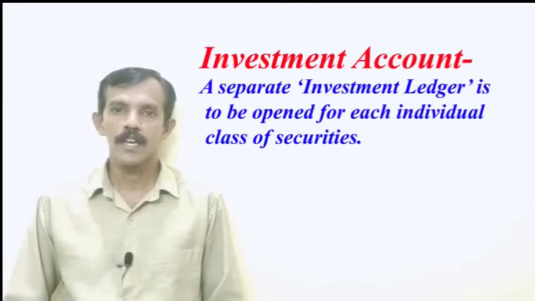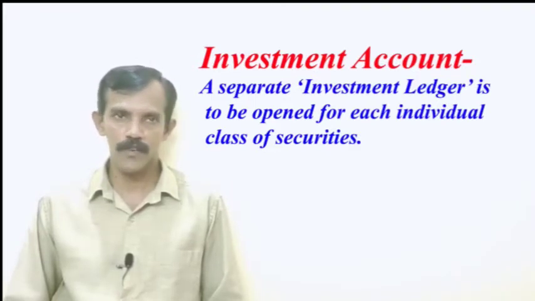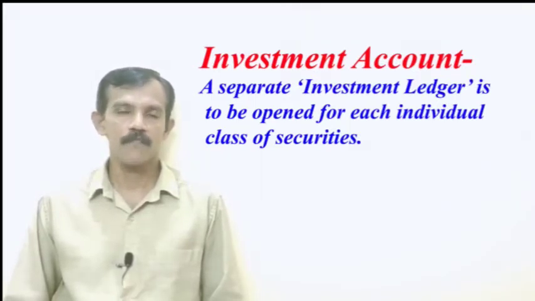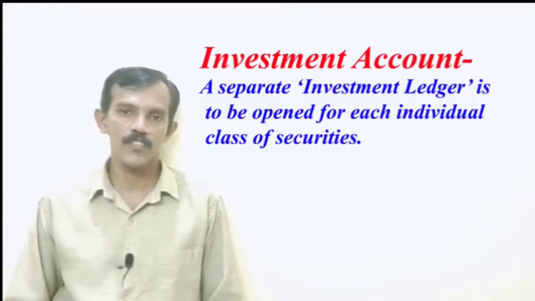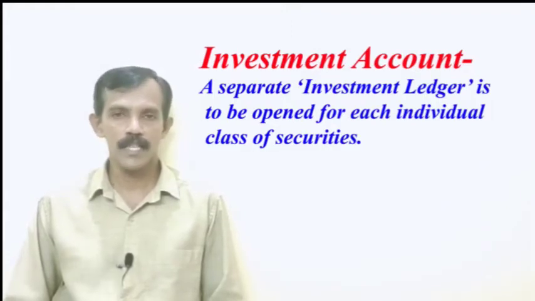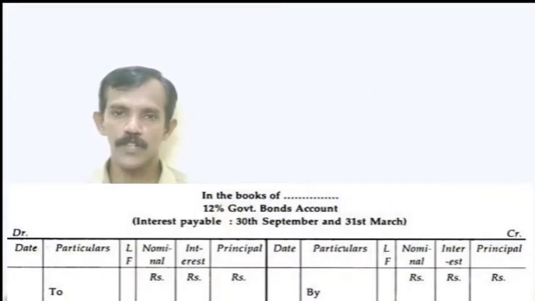Then we discuss the investment account. A separate investment ledger is to be opened for each individual class of securities. This is the format of the investment account. Our investment account has two sides, debit side and credit side, and on each side we have columns for date, particulars, nominal, interest, principal.